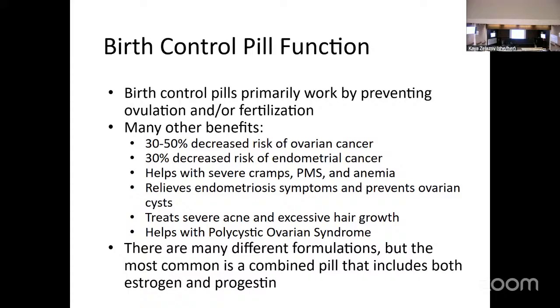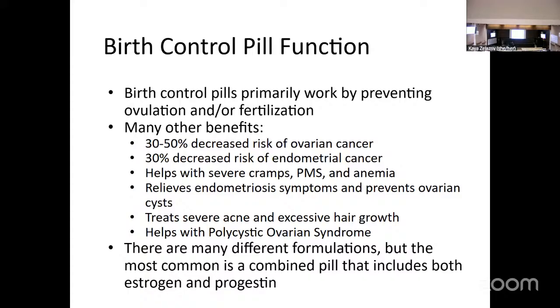One cool thing is that ovarian cancer, if you already have cancer, it's not going to be treated by a birth control pill, but if you're at high risk for cancer, you may be prescribed a birth control pill because we see a 30 to 50% decrease in the risk of ovarian cancer when combined with long-term birth control pill use. There's also a significant decrease in the risk of endometrial cancer, so the endometrium being that kind of lining of the uterus.